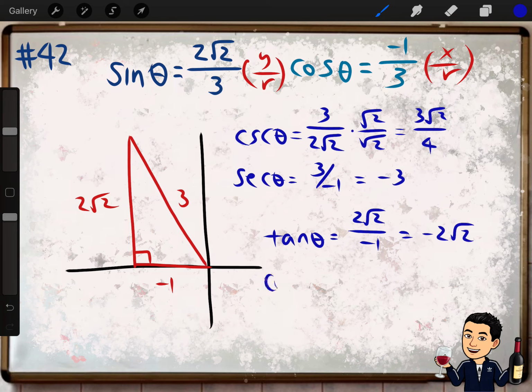Okay, for cotangent, the reciprocal of it, it's going to be negative 1 over 2 rad 2, and then rationalize by multiplying by rad 2 over rad 2, so it's going to be negative rad 2 over 4.